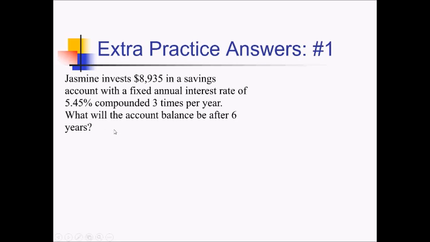So since we're compounding multiple times a year, we are going to use P B to the T, but we're going to have to change the B value a little bit here. So that's going to be 1 plus, and now we need the interest rate over the number of times we're compounding. So move the decimal: 0.0545 up here, and we're dividing that by 3 because we're compounding 3 times a year, and we're raising all that to the third power.